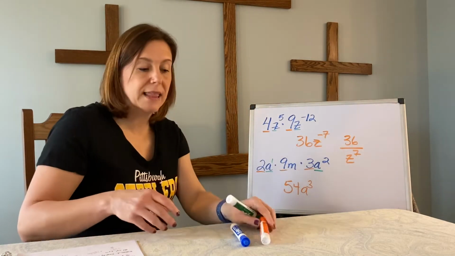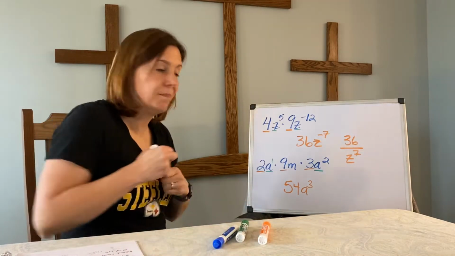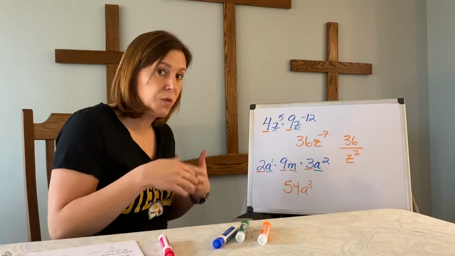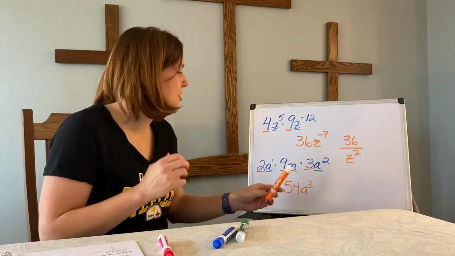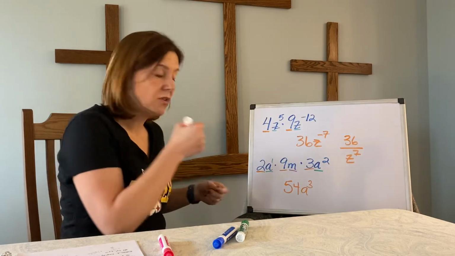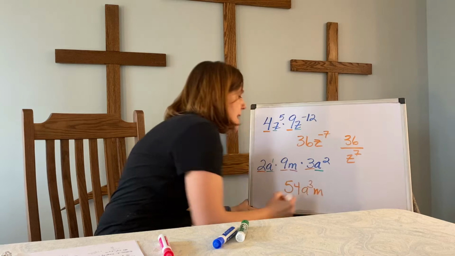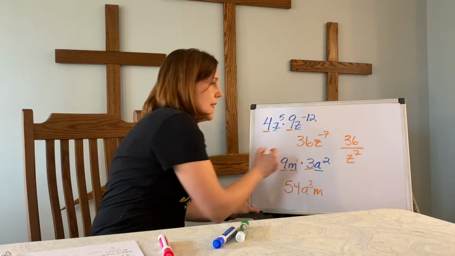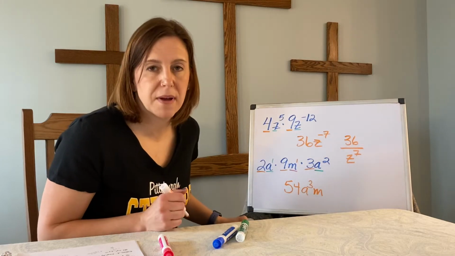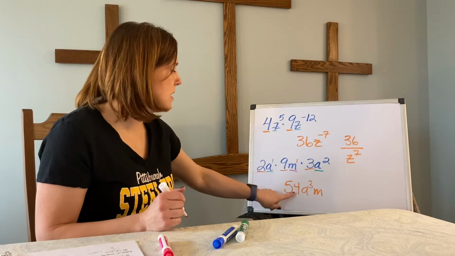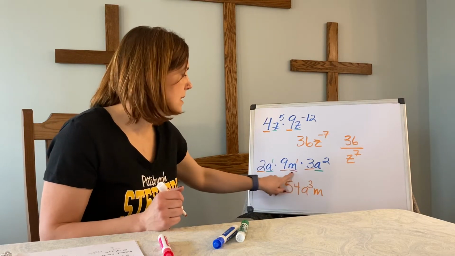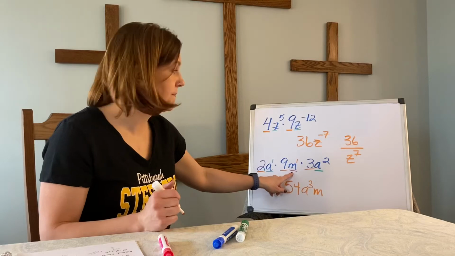That leaves me with my last part, my M. I still need to deal with it. I don't just forget it. I don't ignore it. It stays in my problem, but there's no other M's to multiply it with. So it's just going to stay the same. It's going to remain M. That power is 1. But remember, I don't need to write that when I'm writing my answer. So I took my numbers, got 54. My A's multiply together to get me A cubed, and my M stays the same.